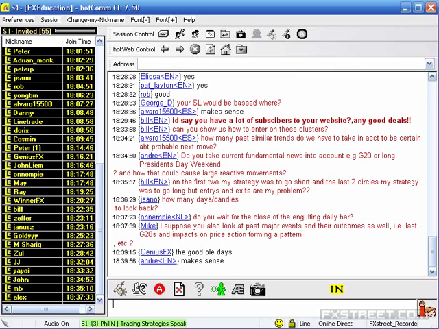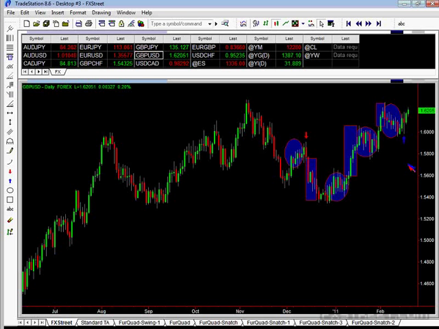The news, seven, eight times out of ten, usually contributes towards the direction that you're looking to trade in, assuming that you've got a good strategy in the first place.